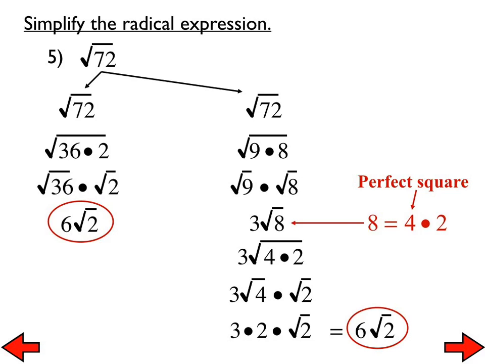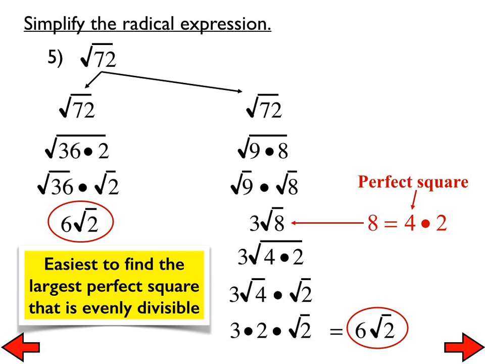So make sure when you simplify that you check your answer. And make sure the number that is underneath the radical in what you think is your answer, make sure that there are no longer any perfect squares that will go into it. Okay? All right. Easiest to find the largest perfect square that is evenly divisible.